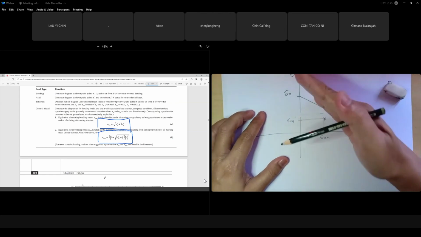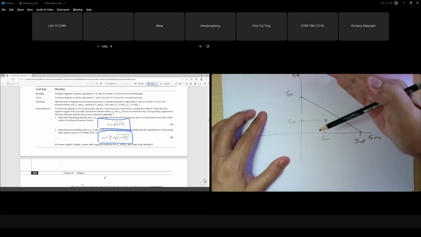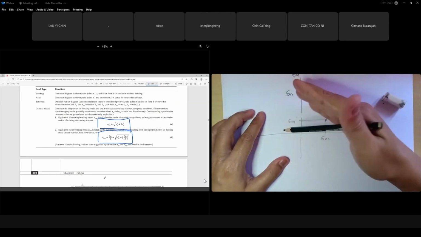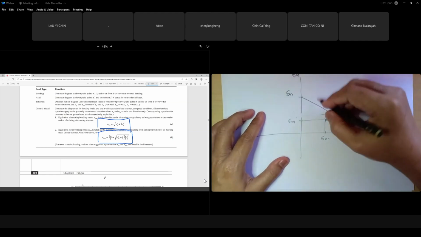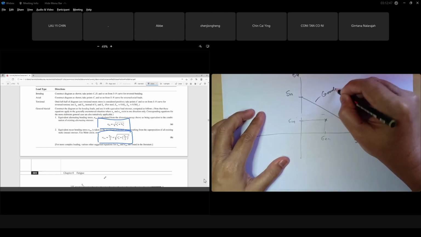Memang safe lah, pasal you below the line. After the line is not safe. After the line not safe, below line safe. Below the line. Pasal ni you punya limit. Ni Goodman line. Goodman line. Okay.